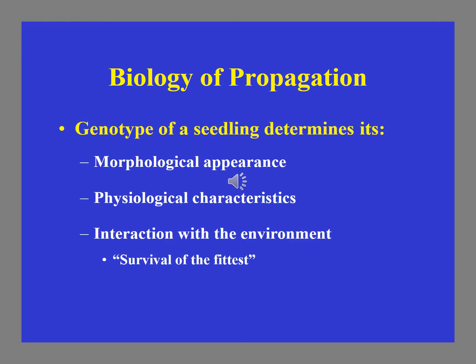And because the seeds have different genetics when it undergoes sexual reproduction involving the cell division process of meiosis, the seedlings will have different morphological appearances. They'll look different; their shape, their color, their size will be different. Physiological characteristics could be different, and the way they interact with the environment could be different.